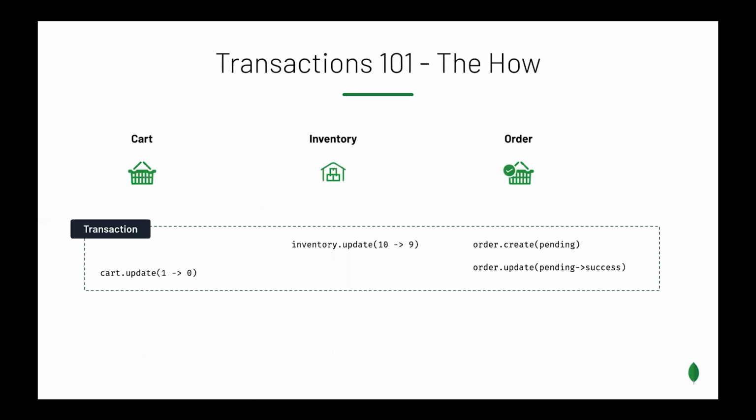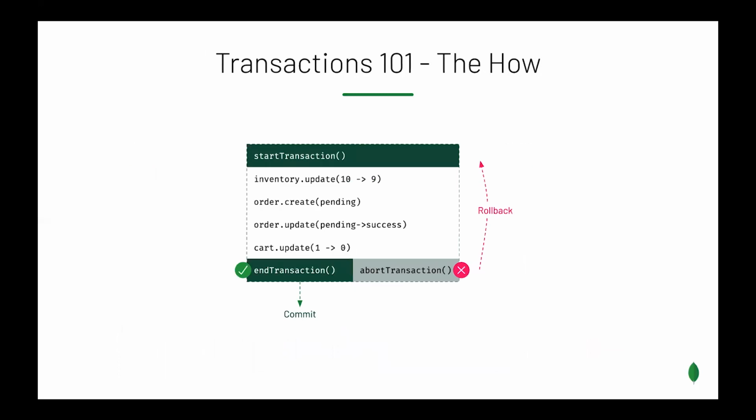This is where transactions help us. All the changes to the inventory, order, and cart are bundled as a single transaction by the application. We start a transaction, do the operations that we have to do on the data. Depending on the outcome of these operations, we either end the transaction and commit, or abort the transaction and do a rollback. It's essentially an all or nothing approach towards making changes to the data.